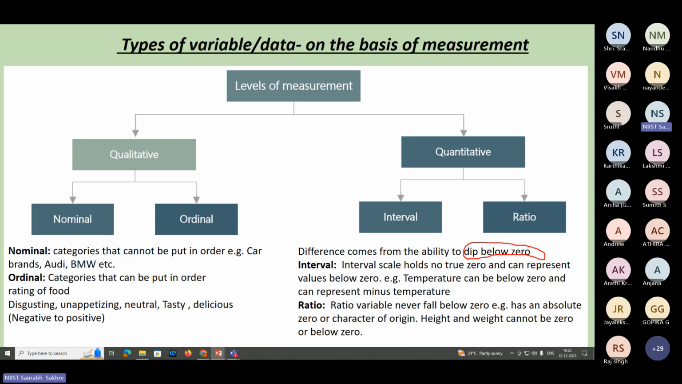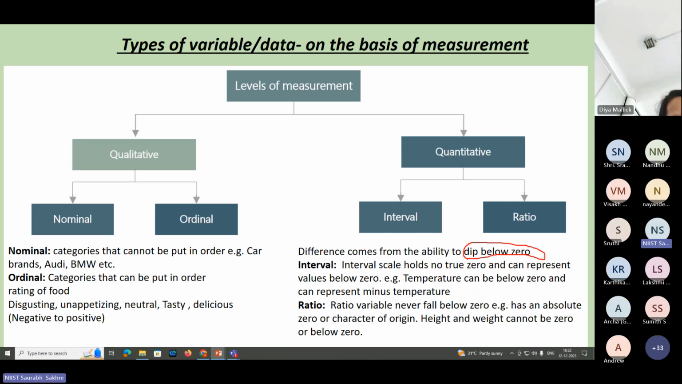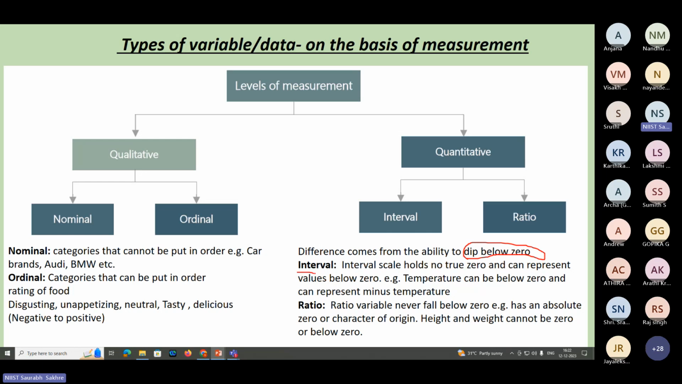So the interval and ratio are basically differentiated on the basis of whether they can dip below zero or not. Now we'll understand interval. An interval scale holds no true zero and can represent values below zero. For example, temperature can be below zero and can represent minus temperature. So temperature is interval quantitative data.